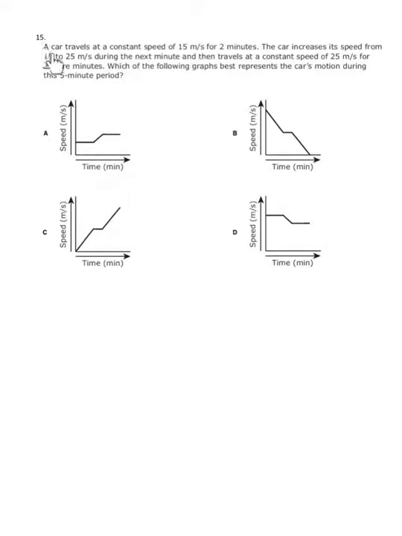Number 15. A car travels at a constant speed of 15 meters per second for 2 minutes. The car increases its speed from 15 to 25 meters per second during the next minute, and then travels at a constant speed of 25 meters per second for 2 more minutes. Which of the following graphs best represents the car's motion during this 5-minute period? A, B, C, or D?